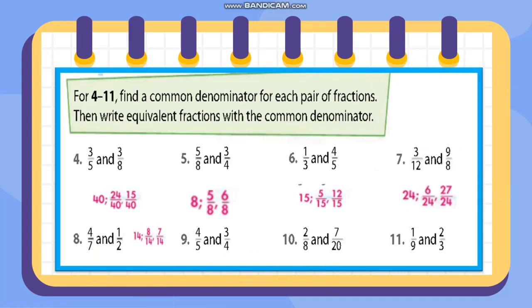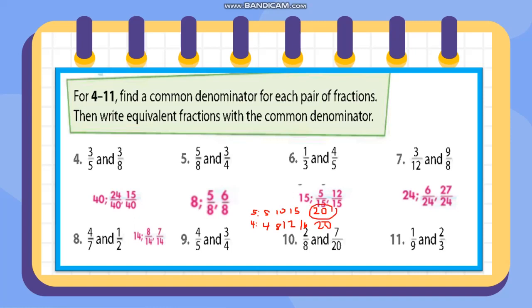Now, let's proceed to question number 9. We have 4/5 and 3/4. So what is the common denominator and what are the equivalent fractions? So I'm going to use again the second way. I'm going to copy the denominators and find the multiples. So for 5, I have 5, 10, 15, and 20, and so on. I have 4, 8, 12, 16, 20, and so on.